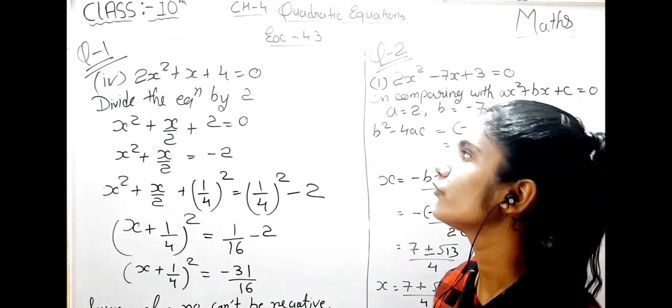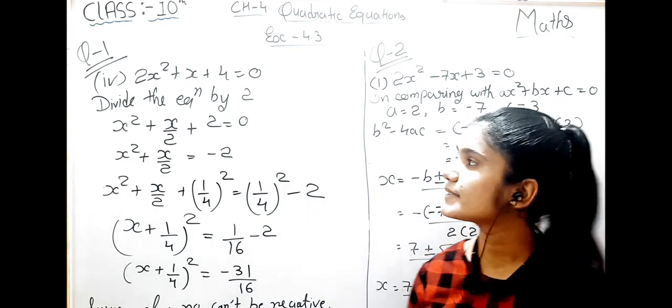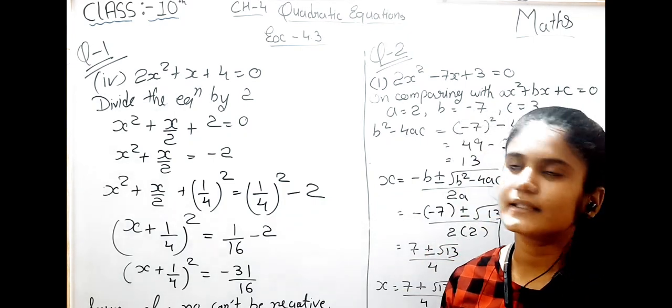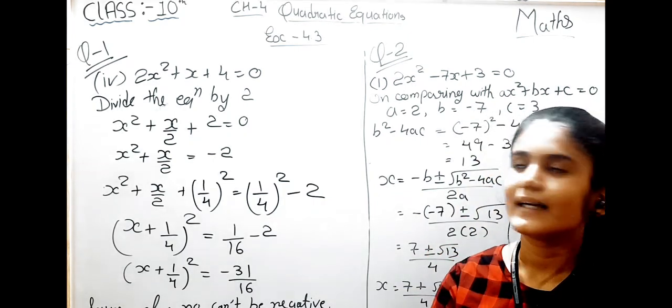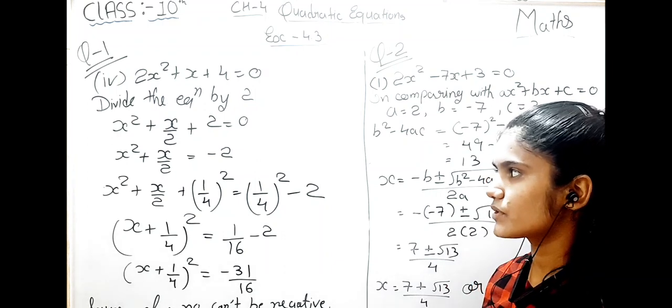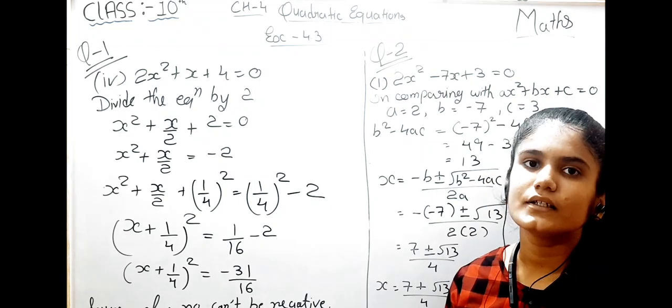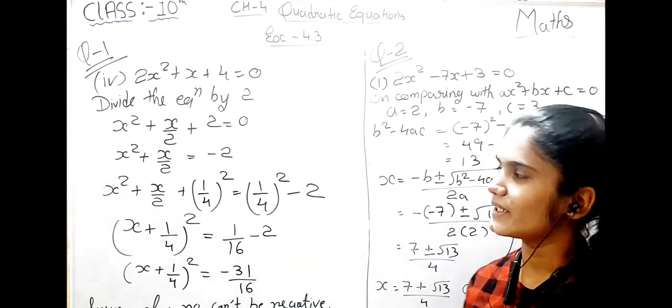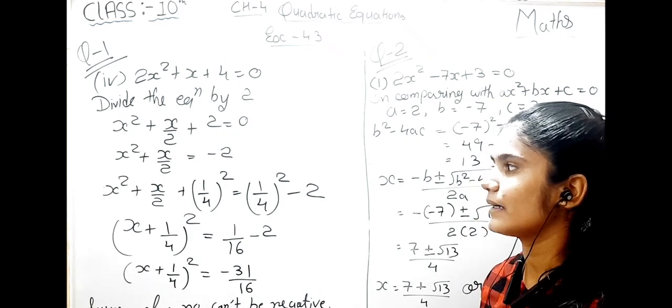Question number 1, number 4. 2x square plus x plus 4 is equals to 0. We divide this equation by 2. So we get x square plus x by 2 plus 2 is equals to 0. Taking the 2 on another side, it becomes negative. x square plus x by 2 is equals to minus 2.